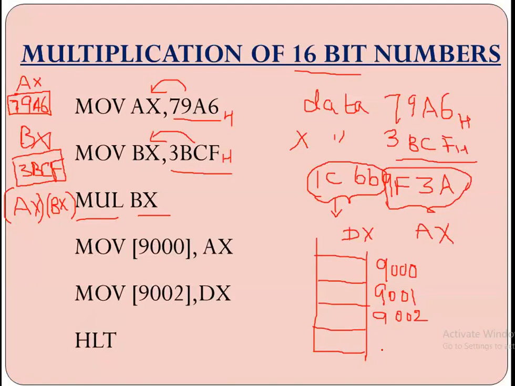Whatever data you have in AX, I'm moving it to memory location 9000. How will it be moved? The memory location is only 8-bit, so think of AX in 8-bit parts. What content is there in AX now? One second.